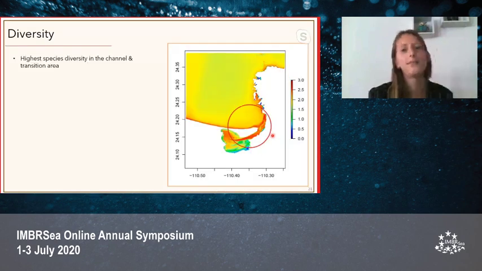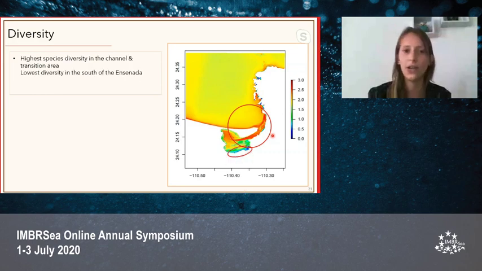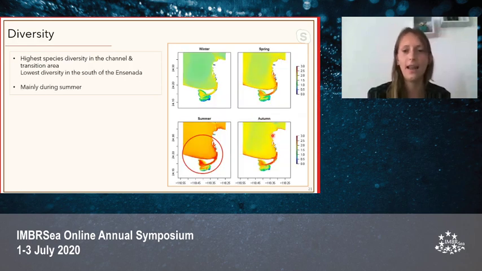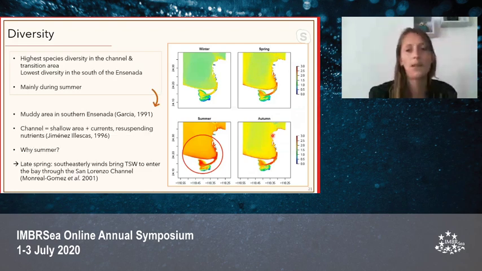Lastly, the diversity. The area with the highest species diversity has been identified as the transition area and the channel. The lowest diversity was observed in the south of the Ensenada, and the season that was the most diverse was summer. So first, why is the diversity so low in the south of the Ensenada? This is due to the fact that the south of the Ensenada is actually a muddy flat, so logically there are less phytoplankton occurring in this area.